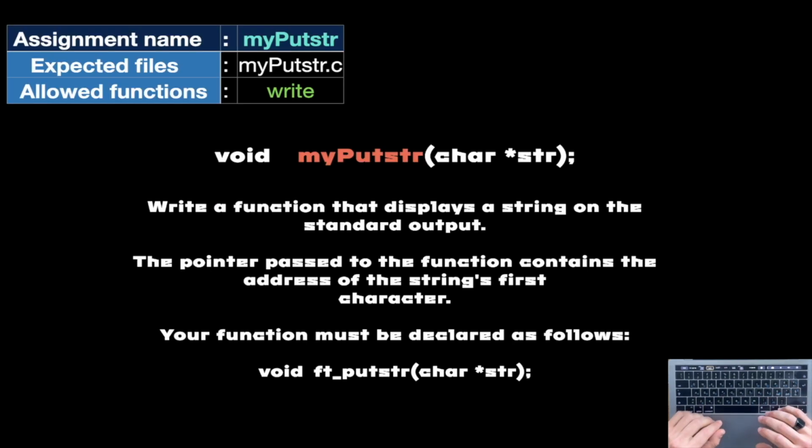Enjoy, my friend. All right, my friend, let's try to do this put string function. Basically, we have to write a function that displays a string on the standard output. Here you can see the prototype. We have a function that doesn't return any value, so it is performing an action and takes as an input a pointer to a string. Basically a pointer to the first char of the string.